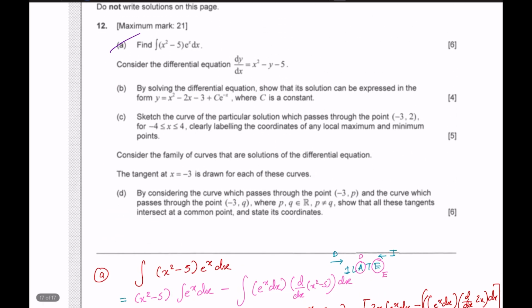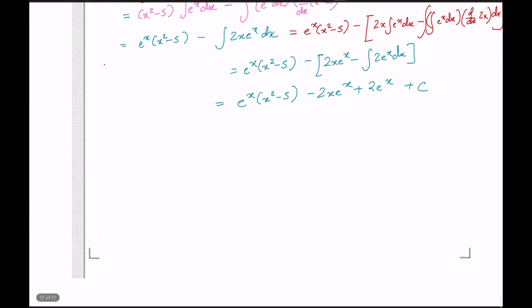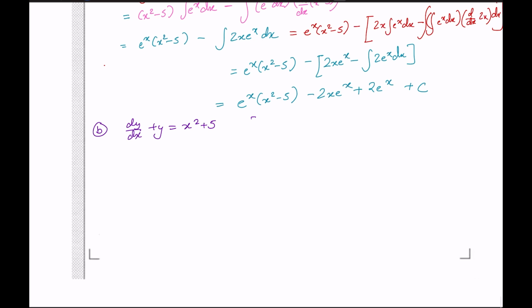Now we have a differential equation: dy by dx equals x squared minus y minus 5. We solve the differential equation, show that the solution looks like this. Okay. If I rearrange, I can write it like this. So it exactly looks like a linear differential equation. So we'll first find the integrating factor. Integrating factor is e to the power of integral. Coefficient of y is 1. So integral of 1 dx, which is e to the power x.